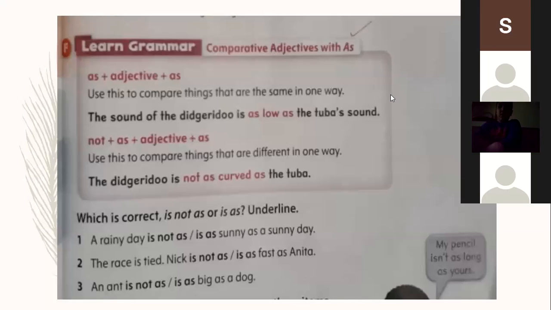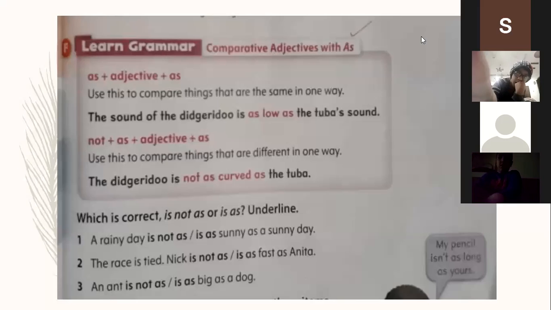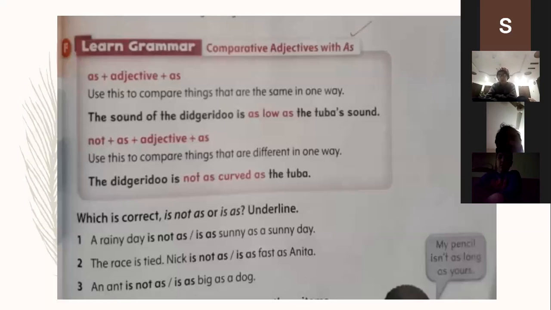As you know, we have done this comparative adjective with as in yesterday's Zoom class, and I told you that we use as adjective as when we are comparing things that are the same in one way. If you look at this example, the sound of the didgeridoo is as low as the tuba sound. So you see that the didgeridoo and tuba both make a low sound. That's why they used as adjective as here.